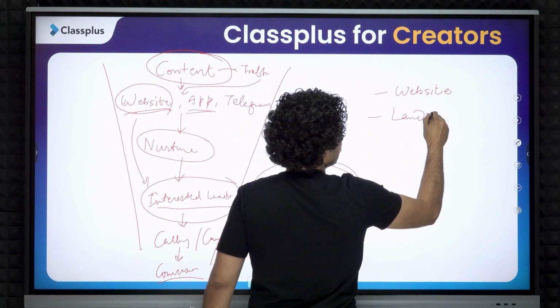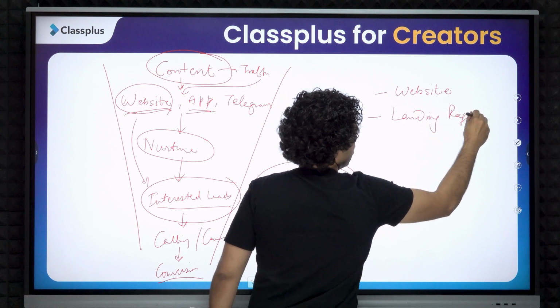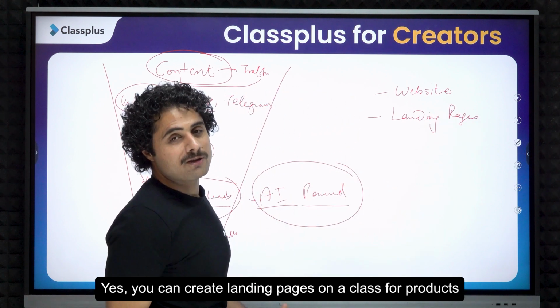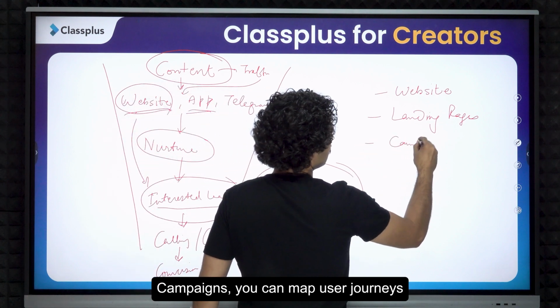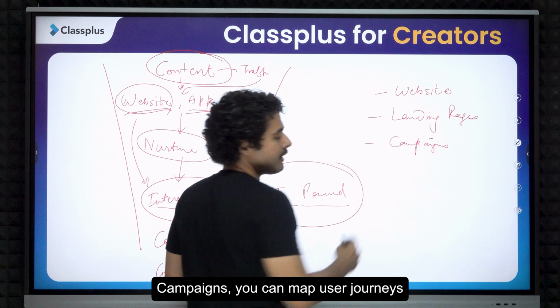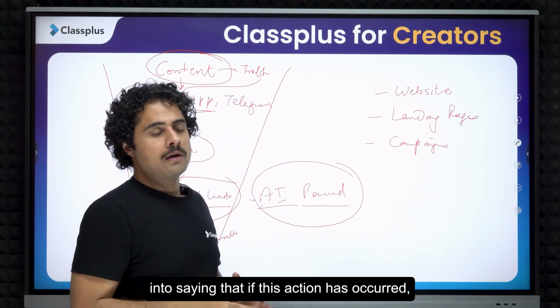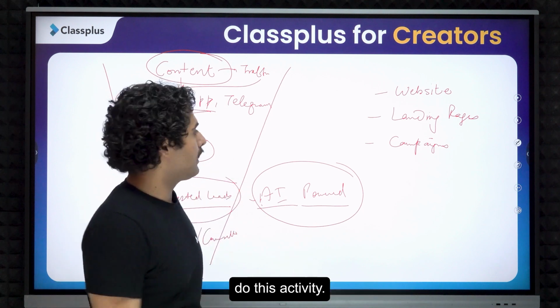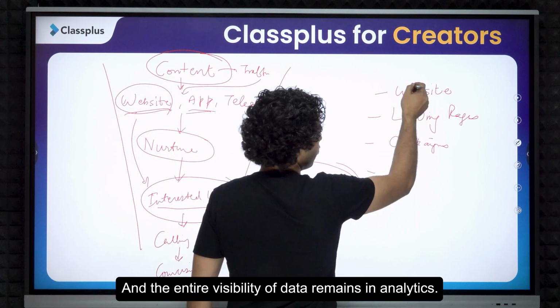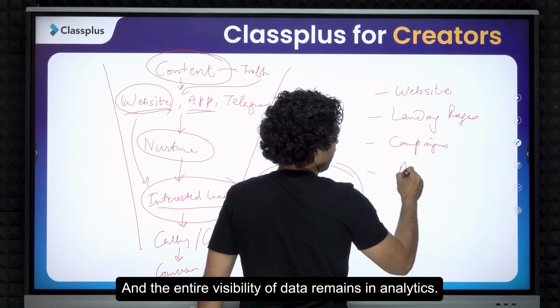But the important feature here is, I'll talk about website landing pages. Yes, you can create landing pages on the Classplus product so that all data remains in one place. Campaigns. You can map user journeys, saying that if this action has occurred, do this activity, and the entire visibility of data remains in analytics.